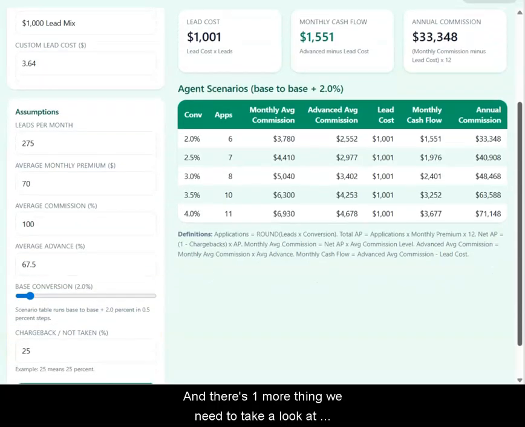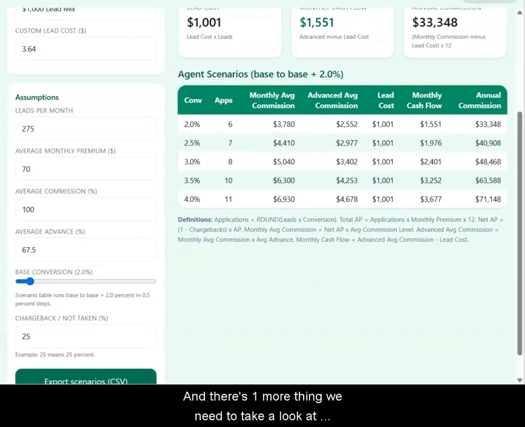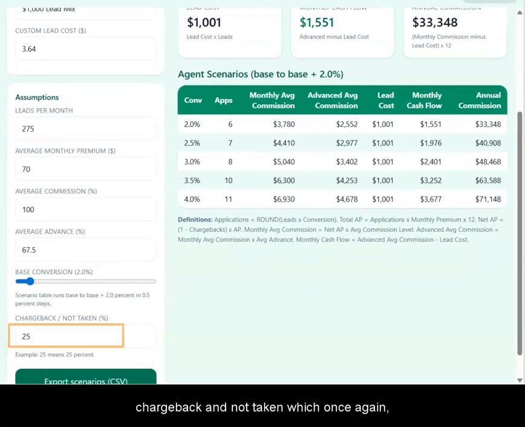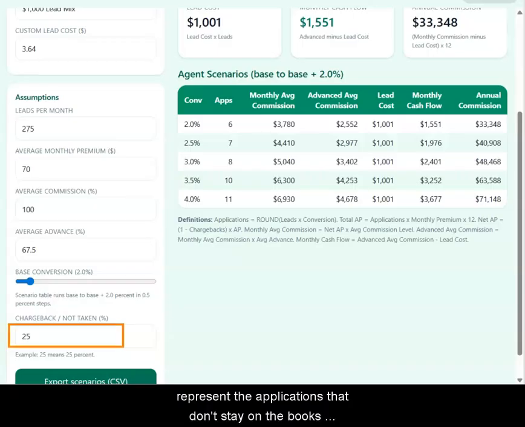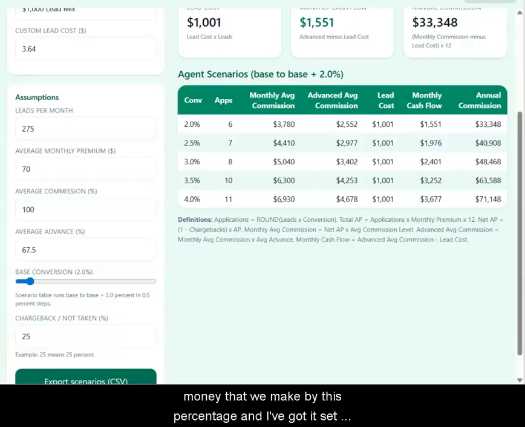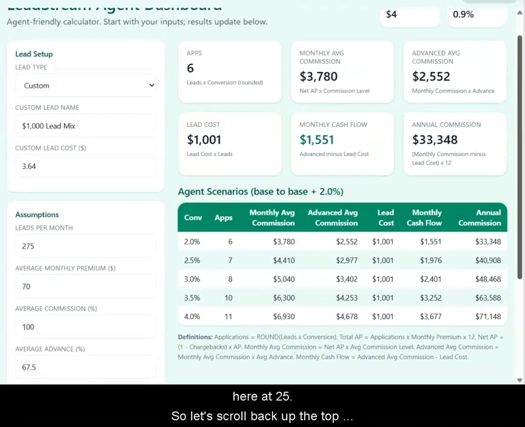And there's one more thing we need to take a look at: chargeback not taken, which once again represents the applications that don't stay on the books, people that didn't take the policy, people that were declined. So we have to discount the total amount of money that we make by this percentage. And I've got it set here at 25. So let's scroll back up to the top and see what this yields us.